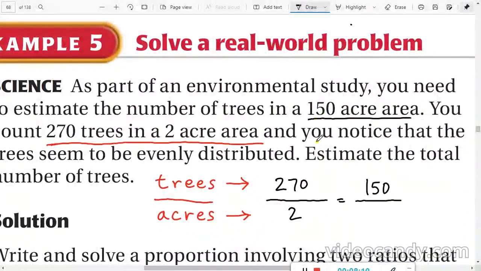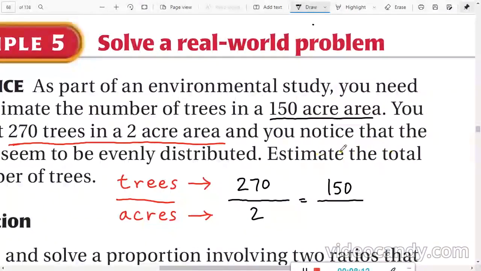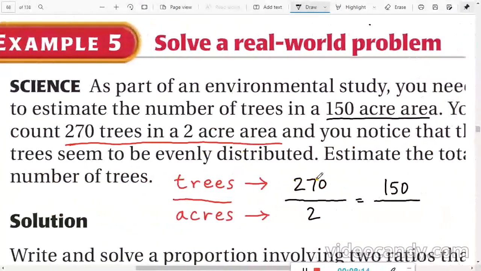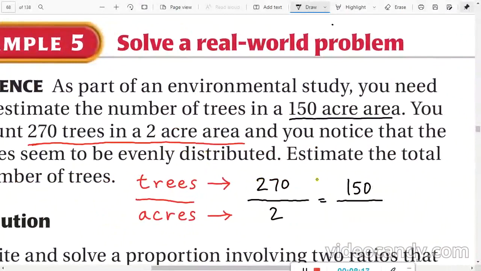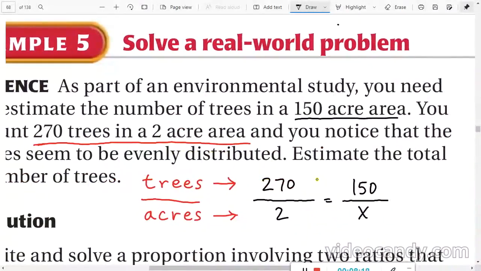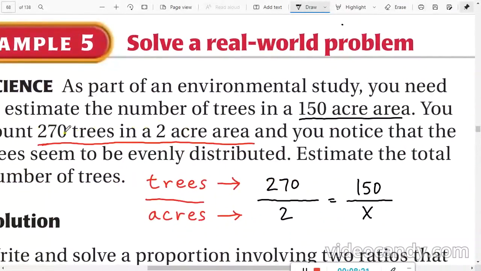And we don't know how many trees, okay? They want us to estimate the total number of trees. So we're just going to call that X, okay? Because they gave us how many trees are in 2 acres.